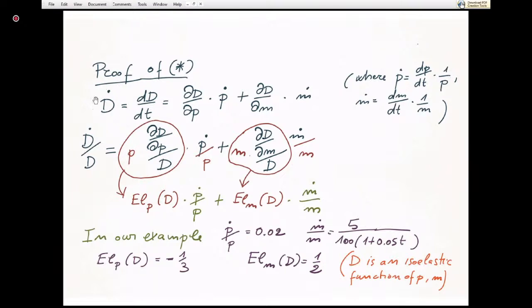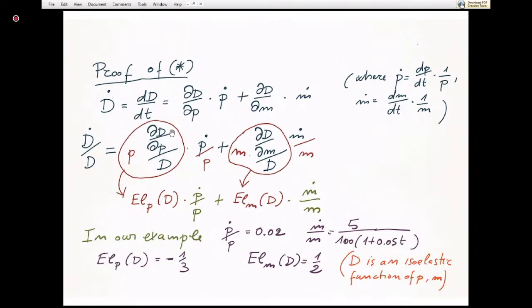But now try to divide D dot by D. If you divide D dot by D, you just put D in the denominator of both here. Now you have two additive terms, the blue ones. Don't look at the red parts now. Now, multiply and divide each term by the same quantity. The first term is multiplied and divided by P, which is in red here. The second term is multiplied and divided by M, which is in red as well.